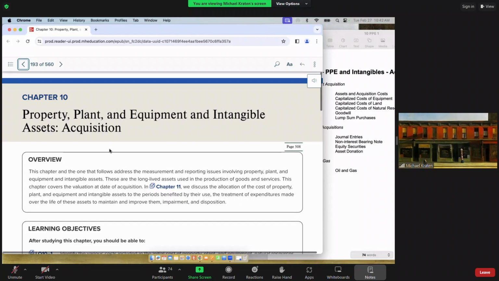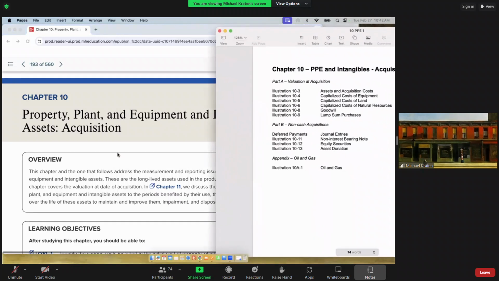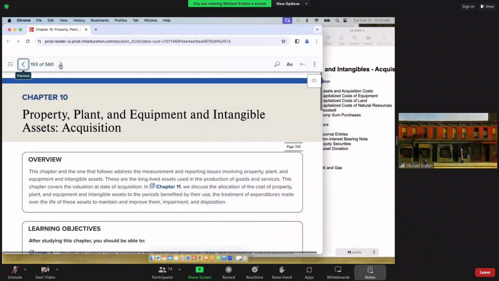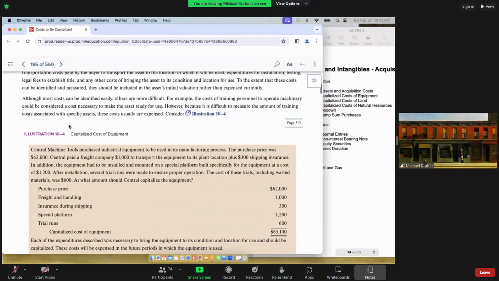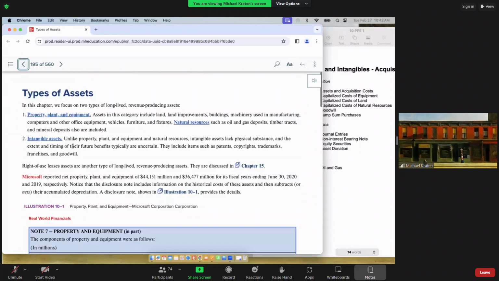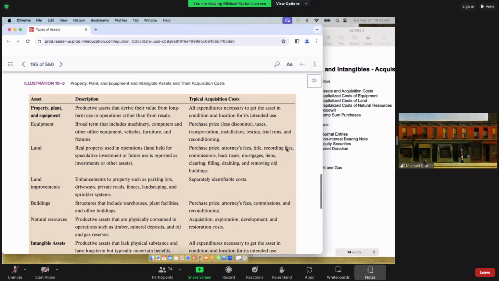Long-term assets, you expect not to use them up within the year. You're going to have them for more than 1 year. Now, Part A asks the basic accounting question: what is the value of different kinds of long-term assets? So we'll go to 10-3, bottom of this page, there we go.